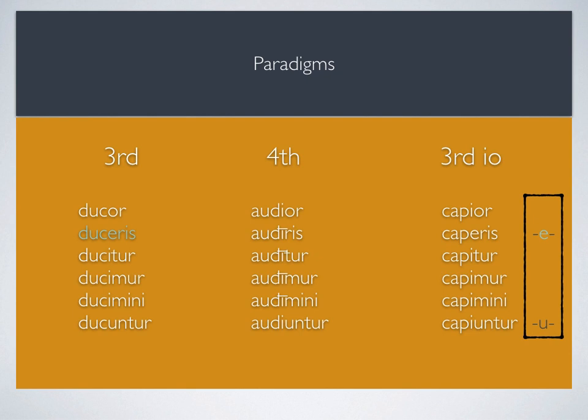So, third -io verbs actually only have two connecting vowels. First, in the second singular, the letter I from the stem capi- is replaced with just the letter E, and we have the form caperis. And then again, for third plural, we're going to have the connecting vowel U, making the form capiuntur.